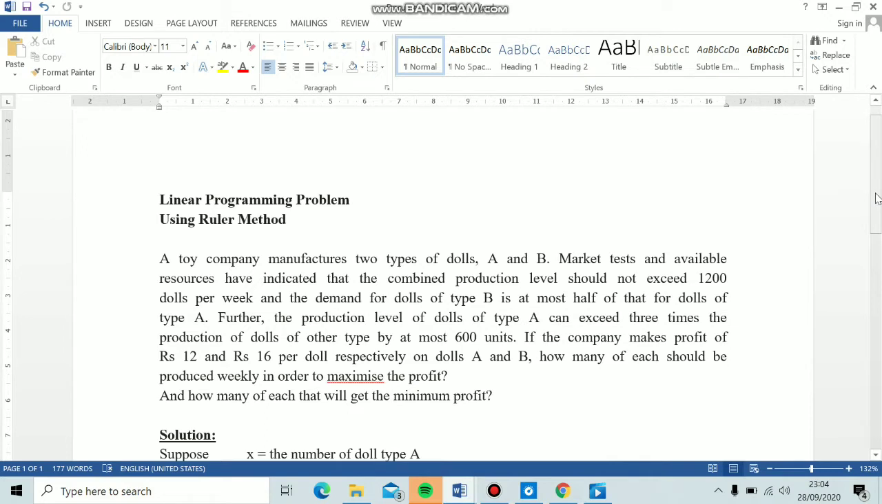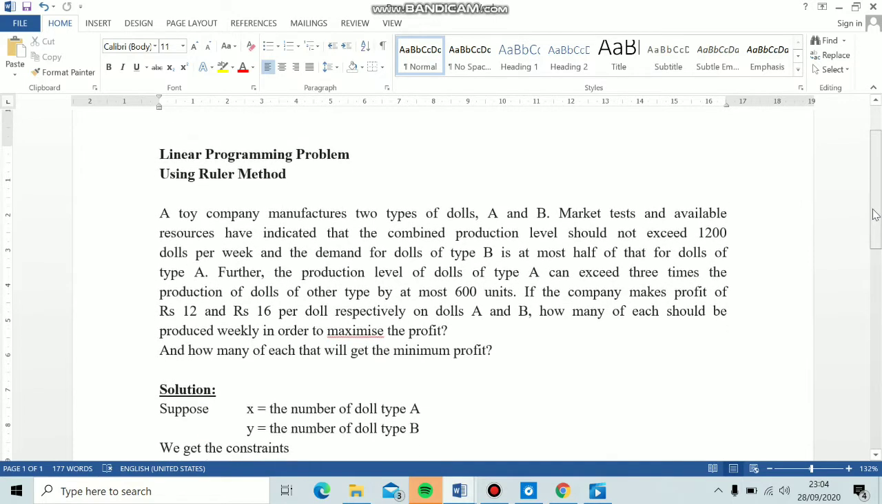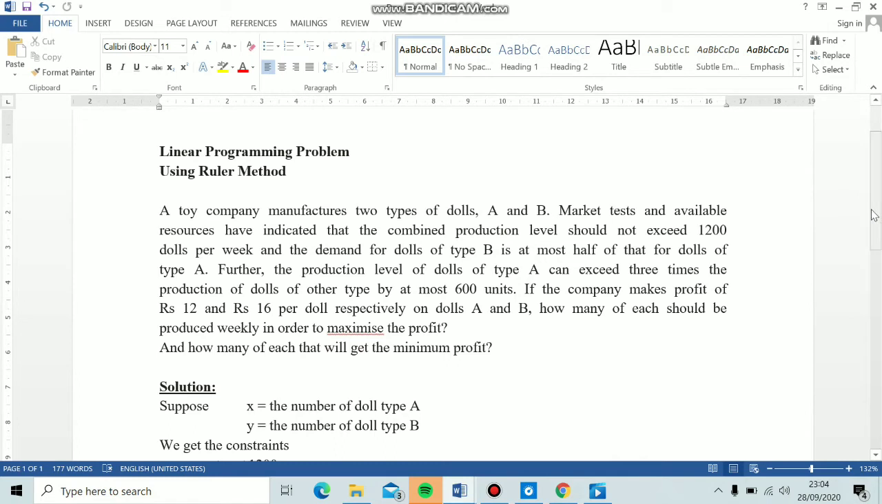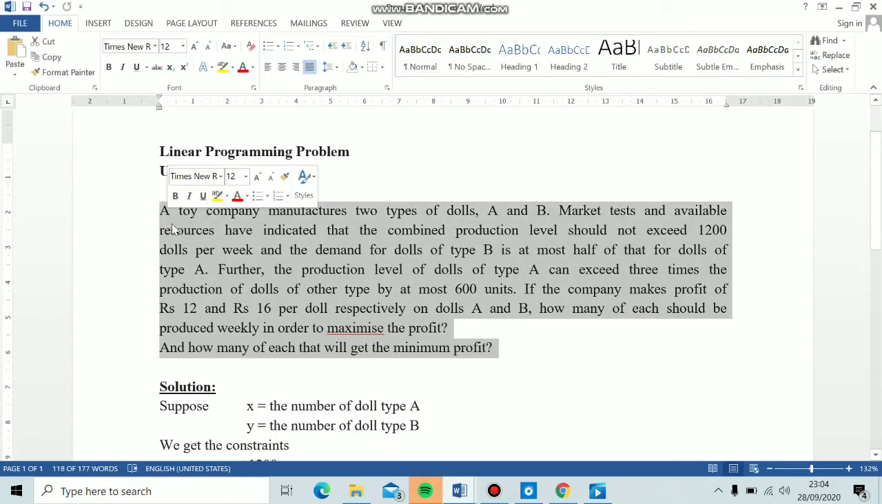My name is Triyani Safitri, student number 41014190016. In this video, I will explain how we solve a linear programming problem using the ruler method. I have prepared one problem, this, and then we have to solve this using the ruler method.